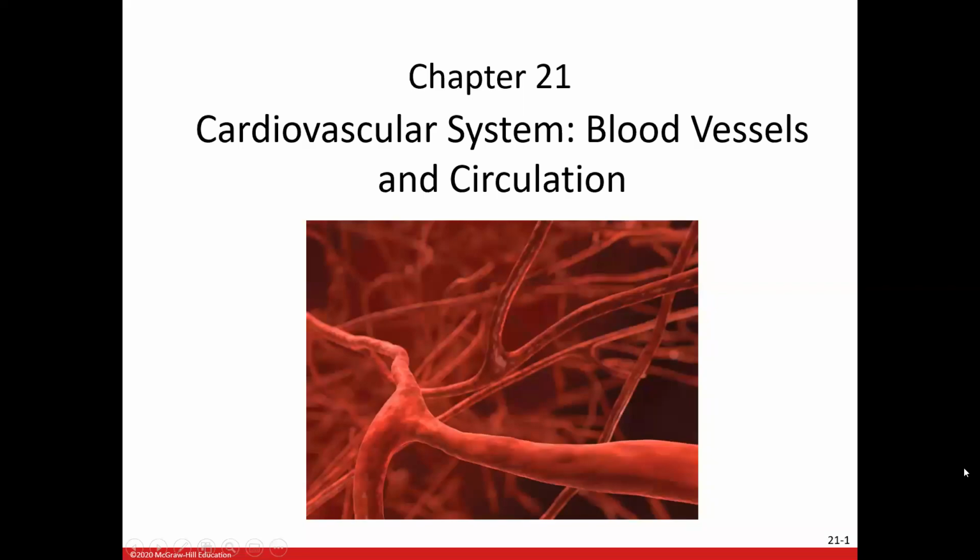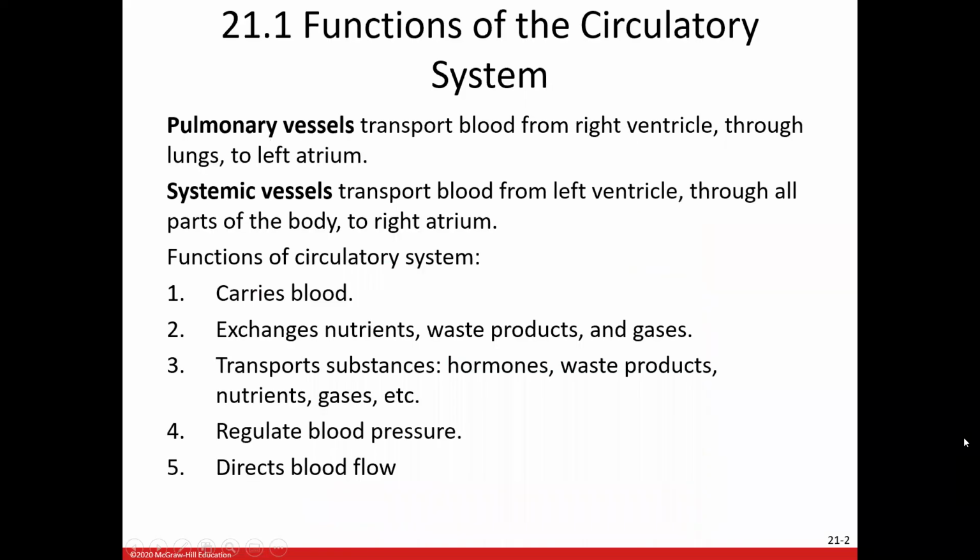So, chapter 21 is our last chapter we have before the first lecture exam. This is our last chapter on the cardiovascular system. We're looking at blood vessels and circulation this time. So, the circulatory system is responsible for moving blood all throughout the body.